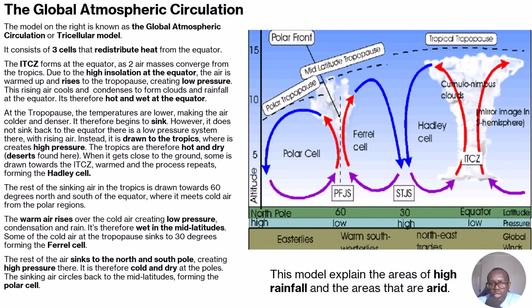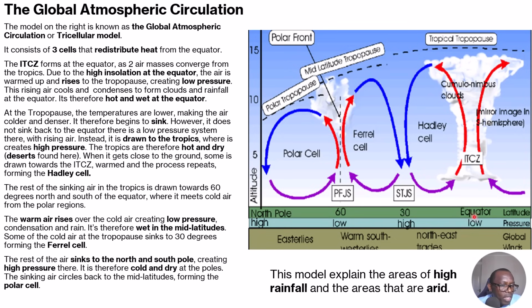Okay, so the next thing we'll talk about is the global atmospheric circulation. This is the model that you can see here on the right, and it's also referred to as the tricellular model. That's because it consists of 3 cells that redistribute heat from the equator. Okay, so we'll start at the ITCZ, and that is this area here near the equator.